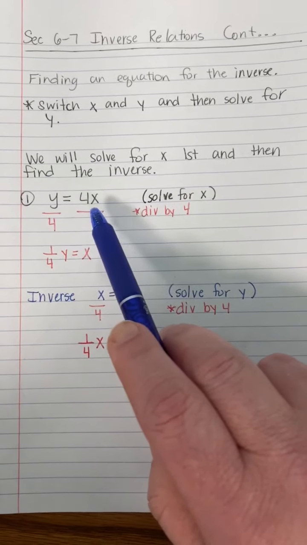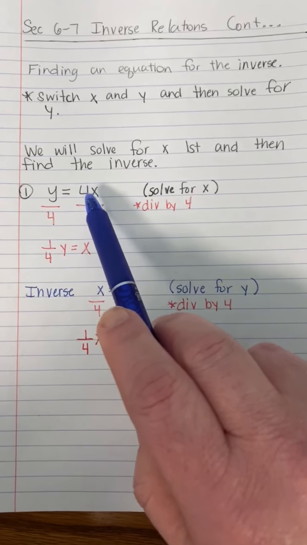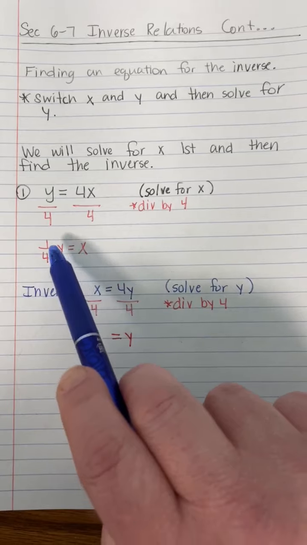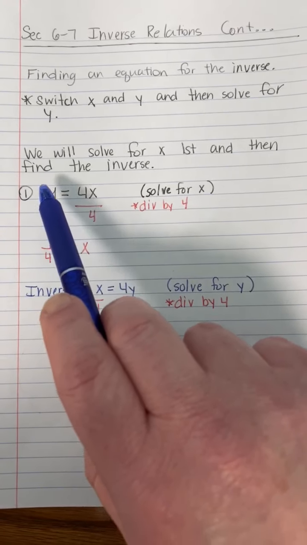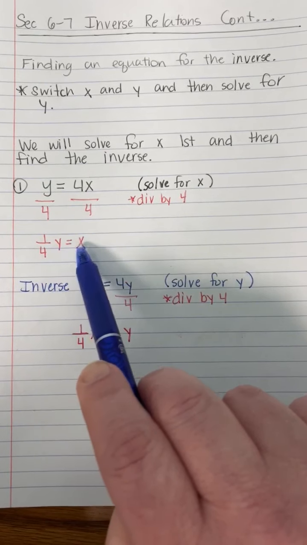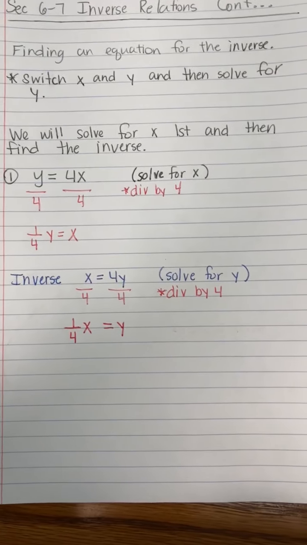So to solve for x, pretty simple. They're multiplying by 4. All I have to do is divide both sides by 4. And that turns into, remember there's an imaginary 1 right there, so 1 over 4y equals x. That's all you have to do on the original one.